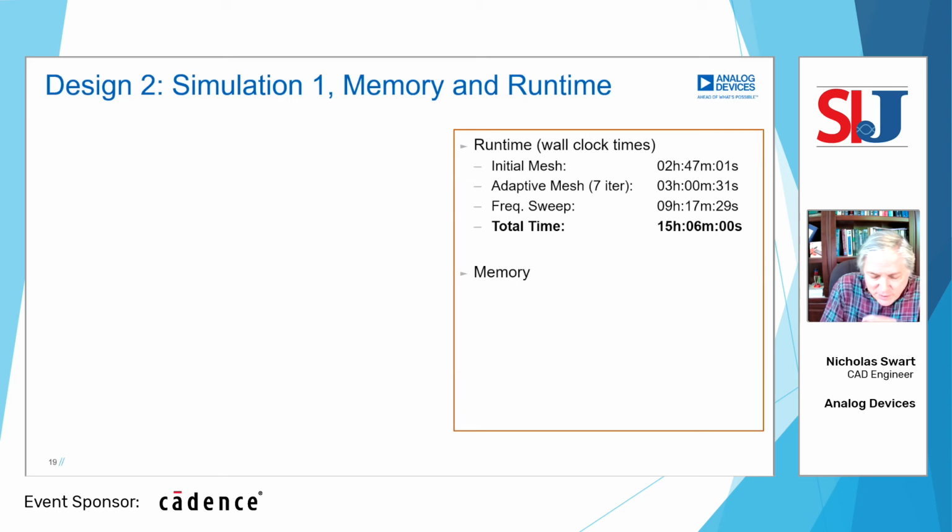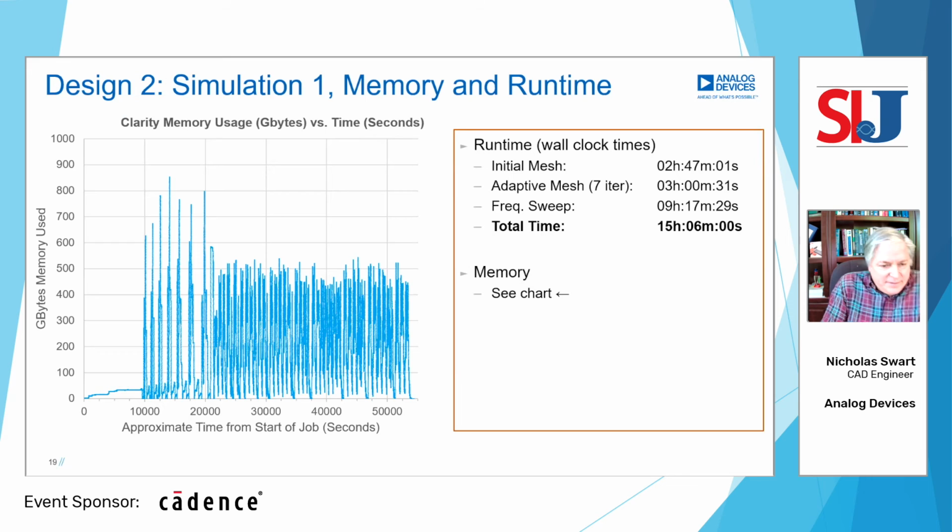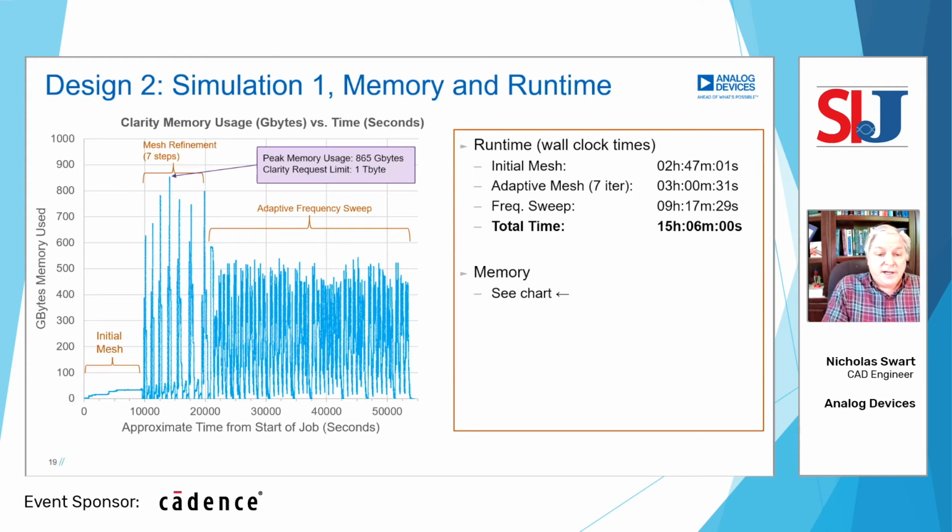But let's look at the memory. We monitored the memory usage over time. I've got this chart on the left here, and I'll dig into this a little bit. This is memory usage over time as the simulation proceeds. The initial meshing step used about 50 gigabytes of RAM on this machine. The mesh refinement went up to almost 900 gigabytes of RAM, over the 7 mesh refinement steps. And then the adaptive frequency sweep used about 500 gigabytes.